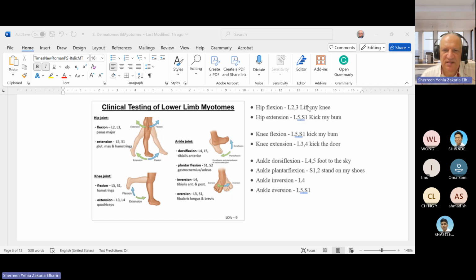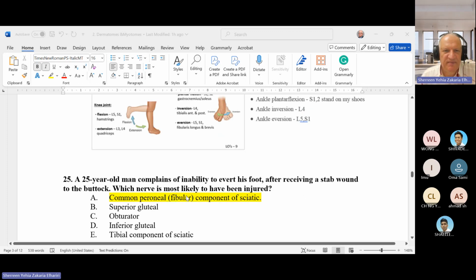So it is the same. Just remember, flexion is kick and bump, and extension is kicking backward. Forget this, but it is important to know that movement in the ankle or the foot can be two movements, either at the ankle itself or at the mid-tarsal joint itself. So at the mid-tarsal joint, inversion is L4 and eversion is L5 and S1.